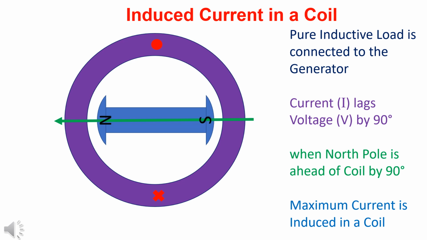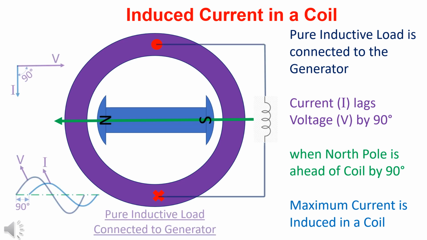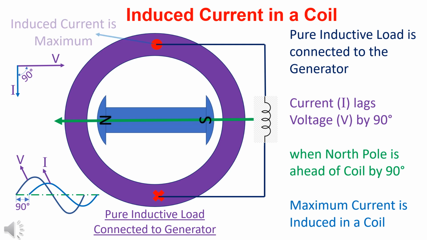Let us examine the induced current with various types of load. A pure inductive load is connected to a generator. Since an inductive load current lags voltage by 90 degrees, maximum current is induced in a coil when the poles are ahead of the coil by 90 degrees.